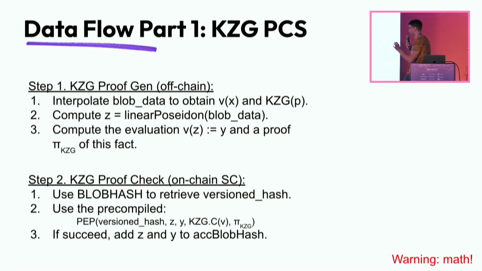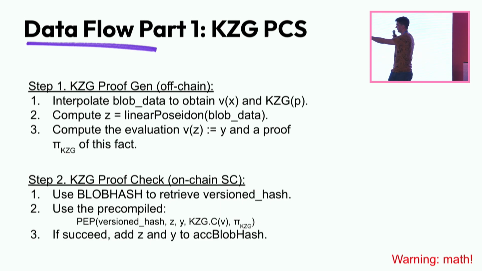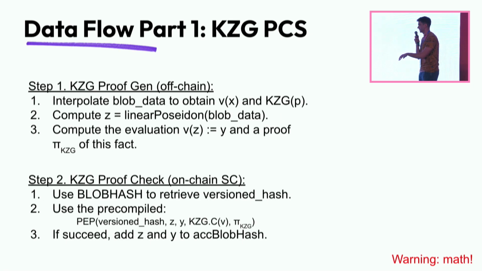Okay, and trying to be slightly more precise in how we are going to work with this EIP, the idea is that first we are going to compute off-chain everything that we need for proving the correctness of the KZG commitment. So we are going to compute the random point as the linear Poseidon of the information inside the blob. This is all off-chain. And then we are going to compute the proof and the evaluation. This is the information that we send on-chain, at least in the first part of this data flow.